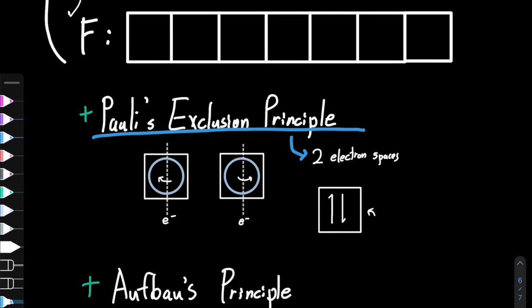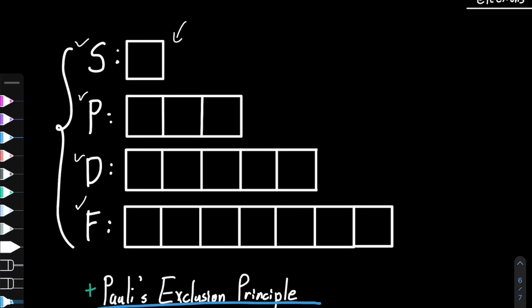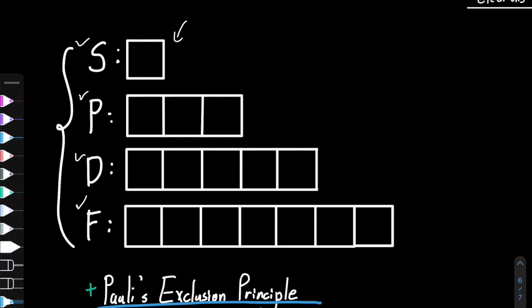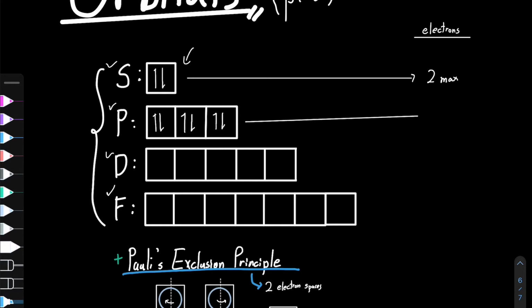So if we use the Pauli's exclusion principle on these 4 types of orbitals, you can see that for S there are 2 possible vacancies for electrons, so there are 2 max spaces for electrons to be fitted in. Now for P, since there are 3 boxes instead of 1, we can presume that there are not 2 but 6 spaces at max that electrons can fit into.